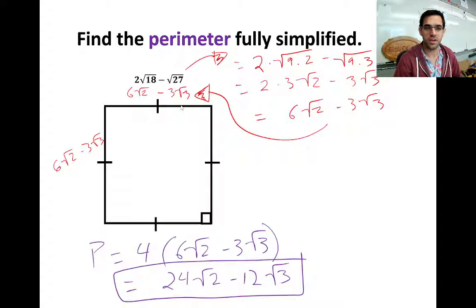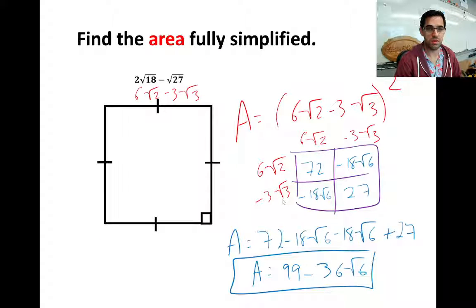We're doing perimeter. You do side length times 4. So it's side length plus itself 4 times, and you get the perimeter for that one. The area would be the side length squared. So to do this binomial squared, we're going to draw our box and combine like terms, and voila, there you go.